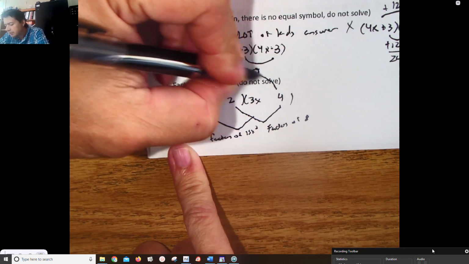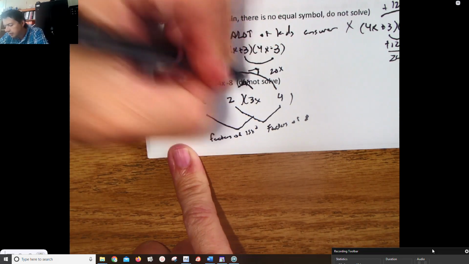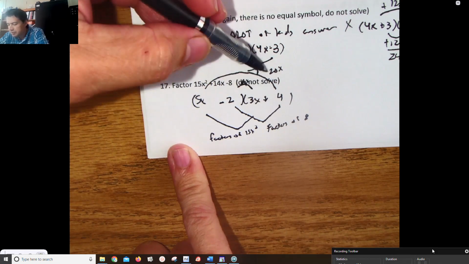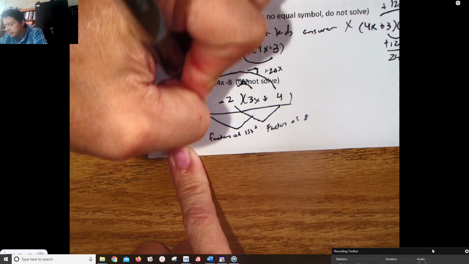Now the outside's going to make 20x. The inside's going to make 6x. I want a positive 14, so plus, minus. Because I want to be plus 20x minus 6x. And that is the complete factorization.